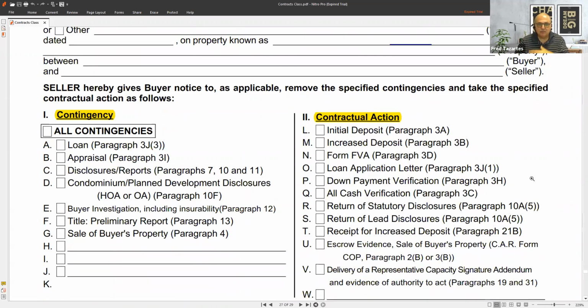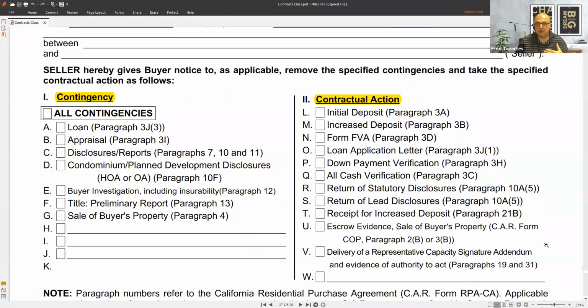And there's a ton of choices. Did they put their deposit in within 3 days? If not, give a notice, talk to them, notice to perform, saying, you know what, escrow's waiting for your deposit. We need to know your money's in the game. Did they return the lead-based disclosure? Did they show evidence of the sale of the buyer's property? So there are a lot of different things.